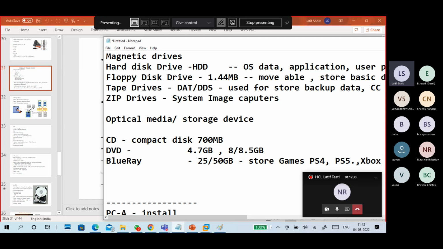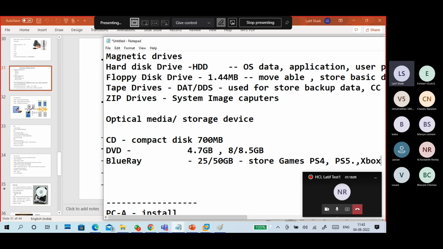Xbox is also a Microsoft gaming service. PS4 is a gaming console from Sony. Xbox is a gaming console too. In Xbox also different things are there, but it came from Microsoft. So Blu-rays and discs are mainly for gaming purposes. Of course, some movies are also there. The capacity is very high, so not used for general purposes.